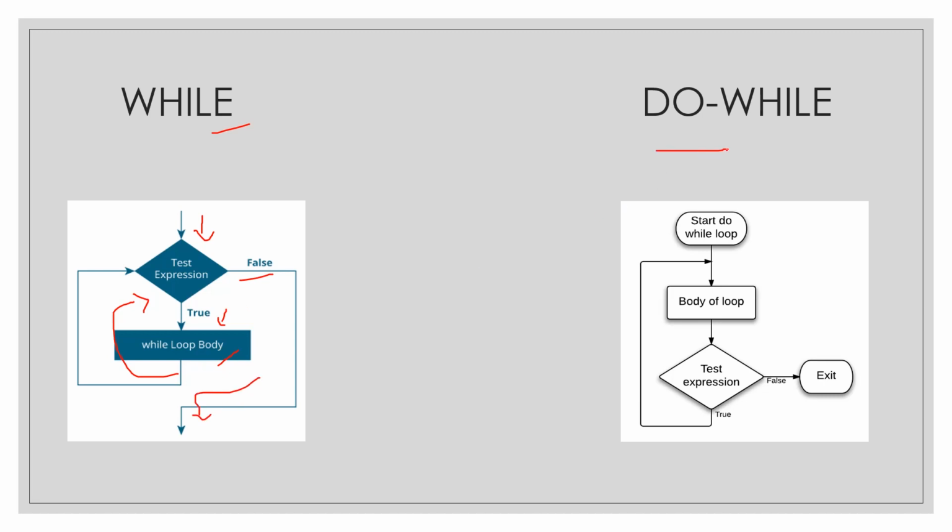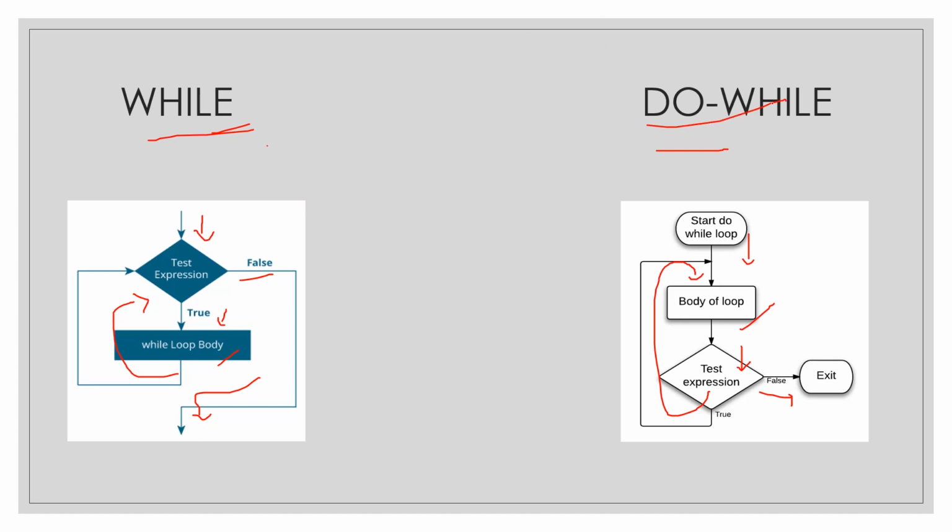In the do while loop, first the do while loop is started, then the body of the loop is executed, then the test expression is checked. If the test expression is true here, it will go back to the body of the loop, else it will exit. So the main difference between while and do while loop is this: the while loop is an entry control loop, which means the condition is checked and then the set of statements follow.